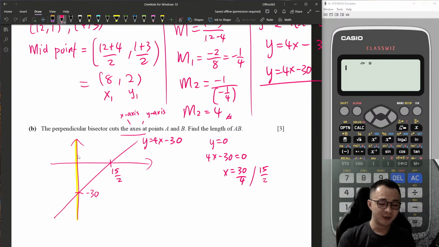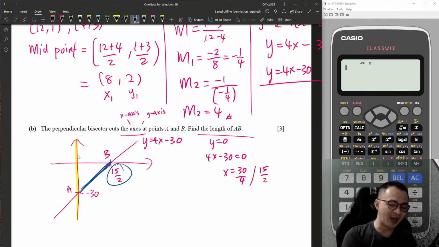Okay, so this is one of it will be A, the other one will be B. The question asked me to find what? The length of AB. So in order to find this length, of course you can use the distance formula, or if you understand good enough, it's Pythagoras, isn't it?